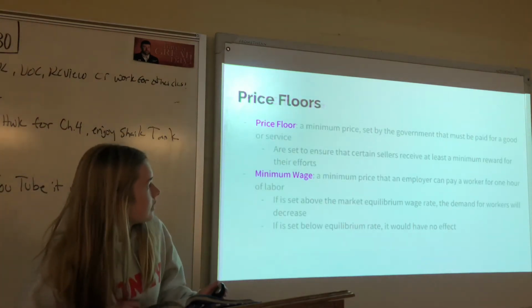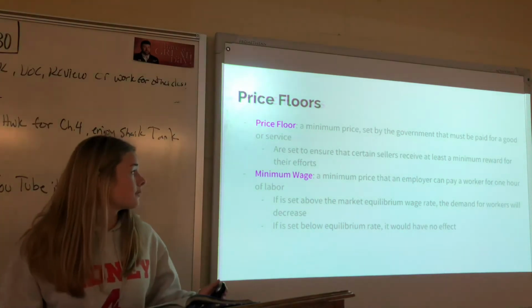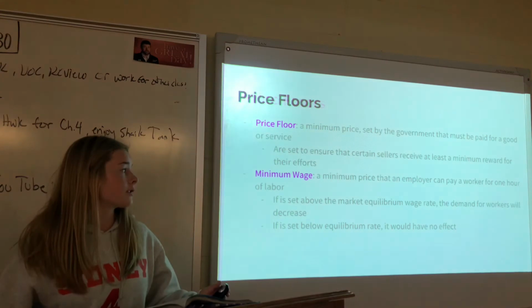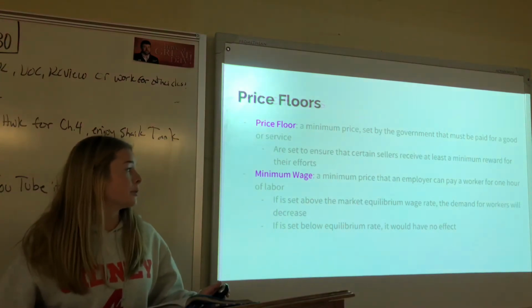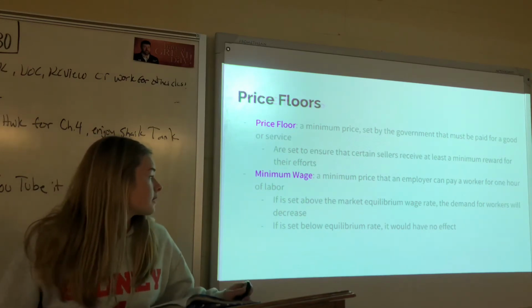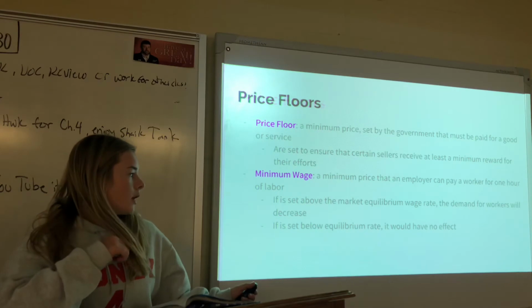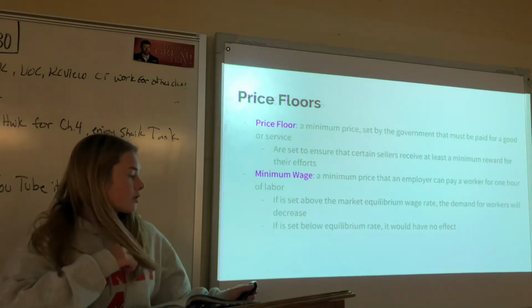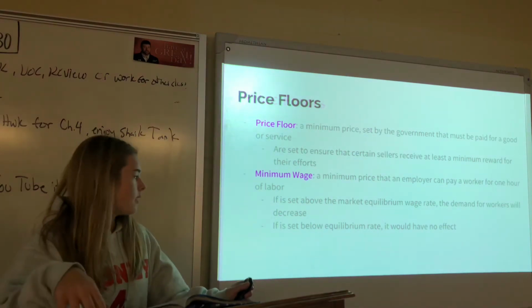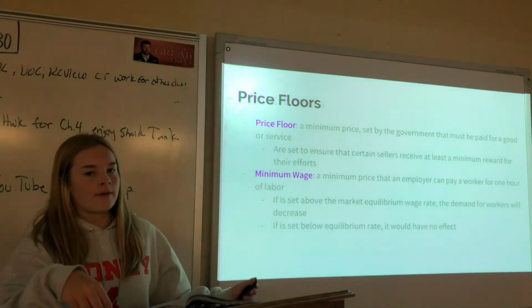So price floors, on the other hand, is a minimum price set by the government that must be paid for a good or service, and they're set to ensure that certain sellers receive at least a minimum reward for their efforts. One example of this is minimum wage. So if it's set above the market equilibrium wage rate, the demand for workers will decrease, so they can't set it too high. But if it's set below the equilibrium rate, it won't have any effect.